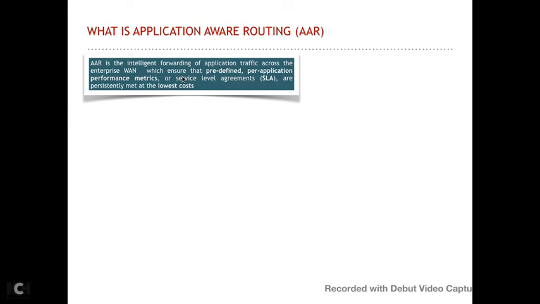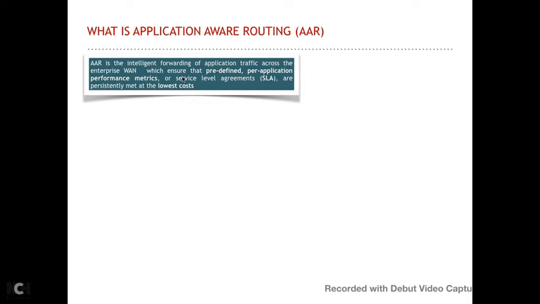Application aware routing is an intelligent mechanism to forward your data traffic across your WAN. It could be of multiple links, maybe MPLS, internet or 3G, where you ensure that you have a per-application performance metric or SLA class defined. So what do you mean by SLA class?